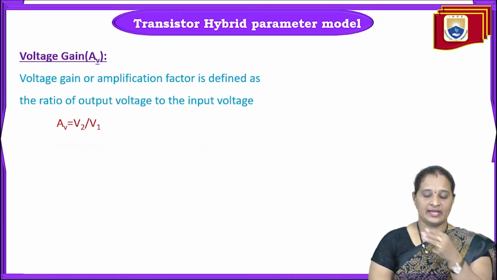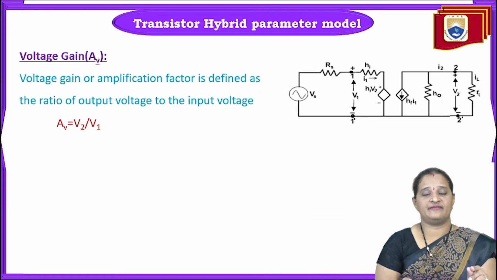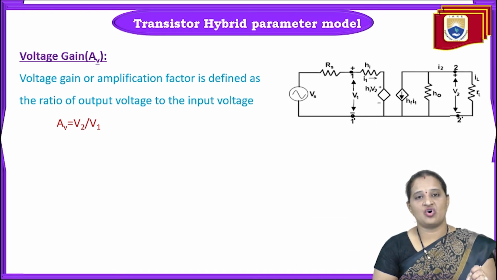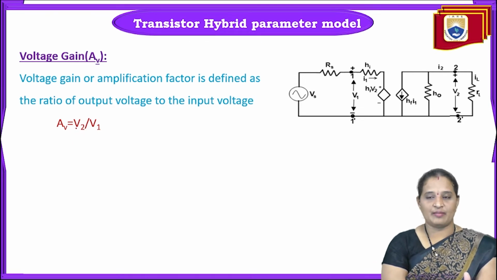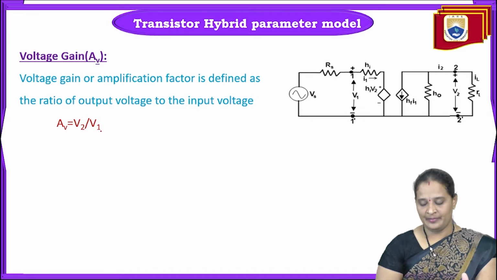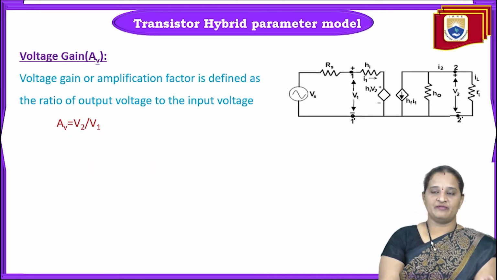Now coming to the voltage gain. How can we find the voltage gain? How can we define the voltage gain first of all? Voltage gain is defined as the ratio of output voltage to the input voltage. We all know that the output voltage is V2 and the input voltage is V1. So AV is equal to V2 by V1.